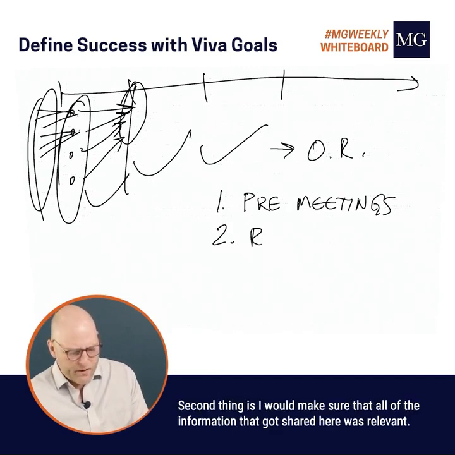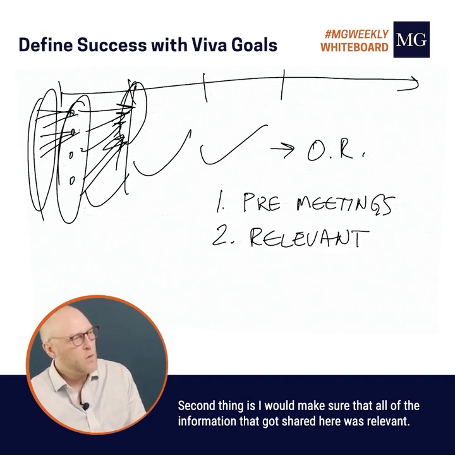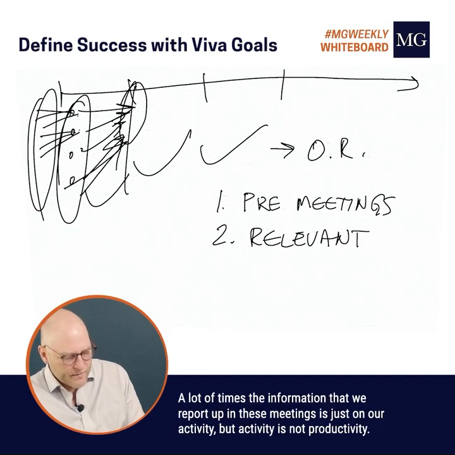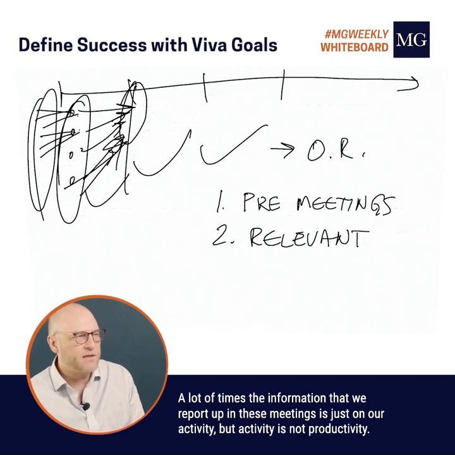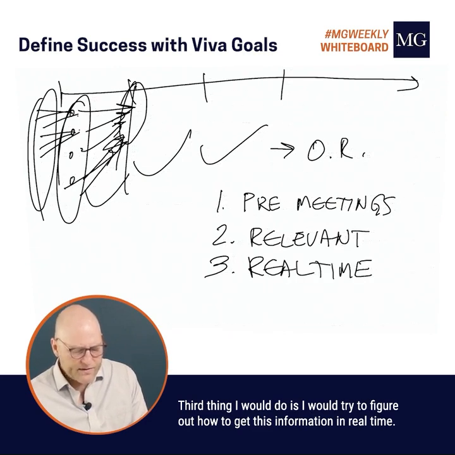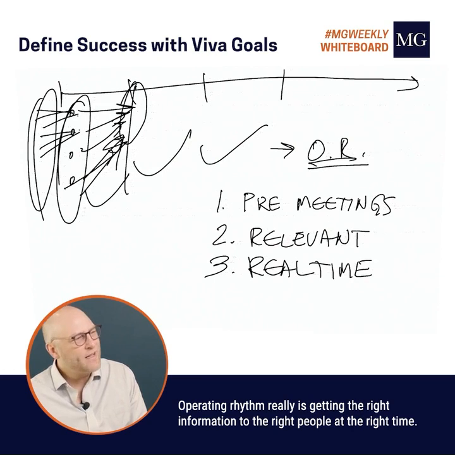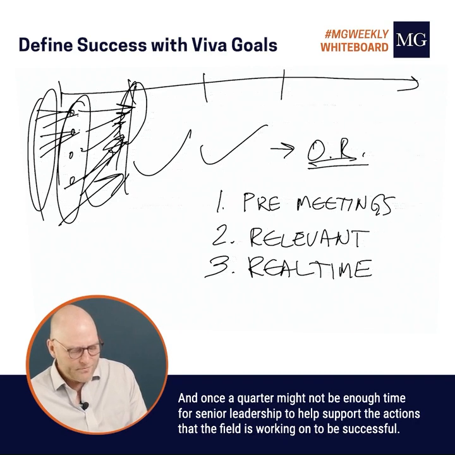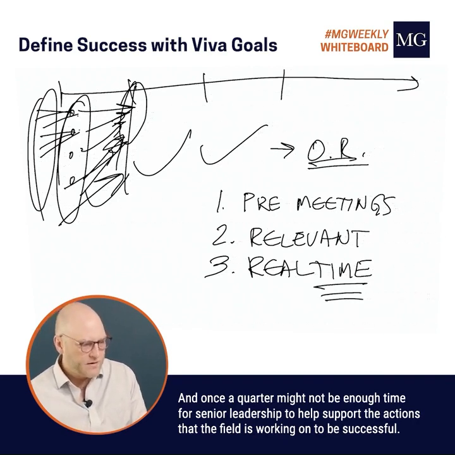Second thing is I would make sure that all of the information that got shared here was relevant. A lot of times the information that we report up in these meetings is just on our activity, but activity is not productivity. Third thing I would do is I would try to figure out how to get this information in real time. Operating rhythm really is getting the right information to the right people at the right time. And once a quarter might not be enough time for senior leadership to help support the actions that the field is working on to be successful.